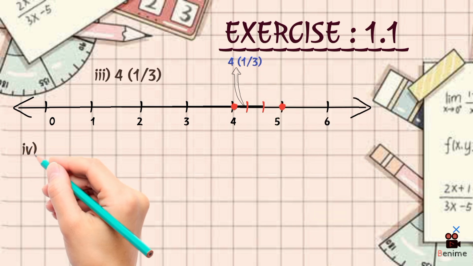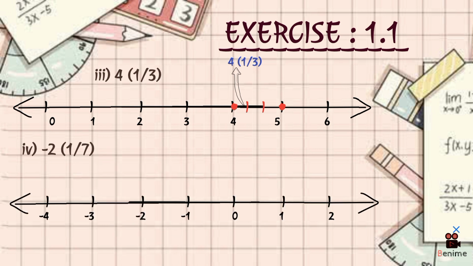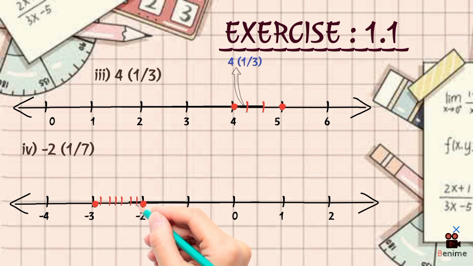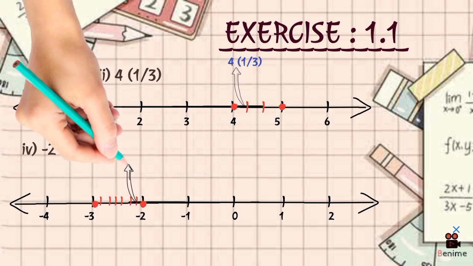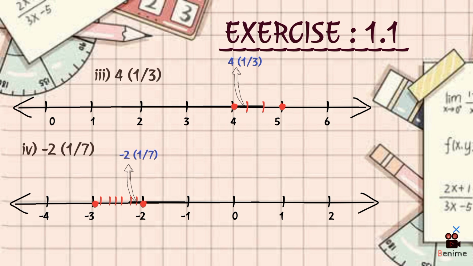Next fourth is minus 2 whole 1 by 7. First draw a number line. Next, to locate it on the number line, mark number values minus 2 and minus 3. Divide the interval between minus 2 and minus 3 into 7 equal parts. Now 1 by 7 means, select 1 part to the left of minus 2. That point represents minus 2 whole 1 by 7.